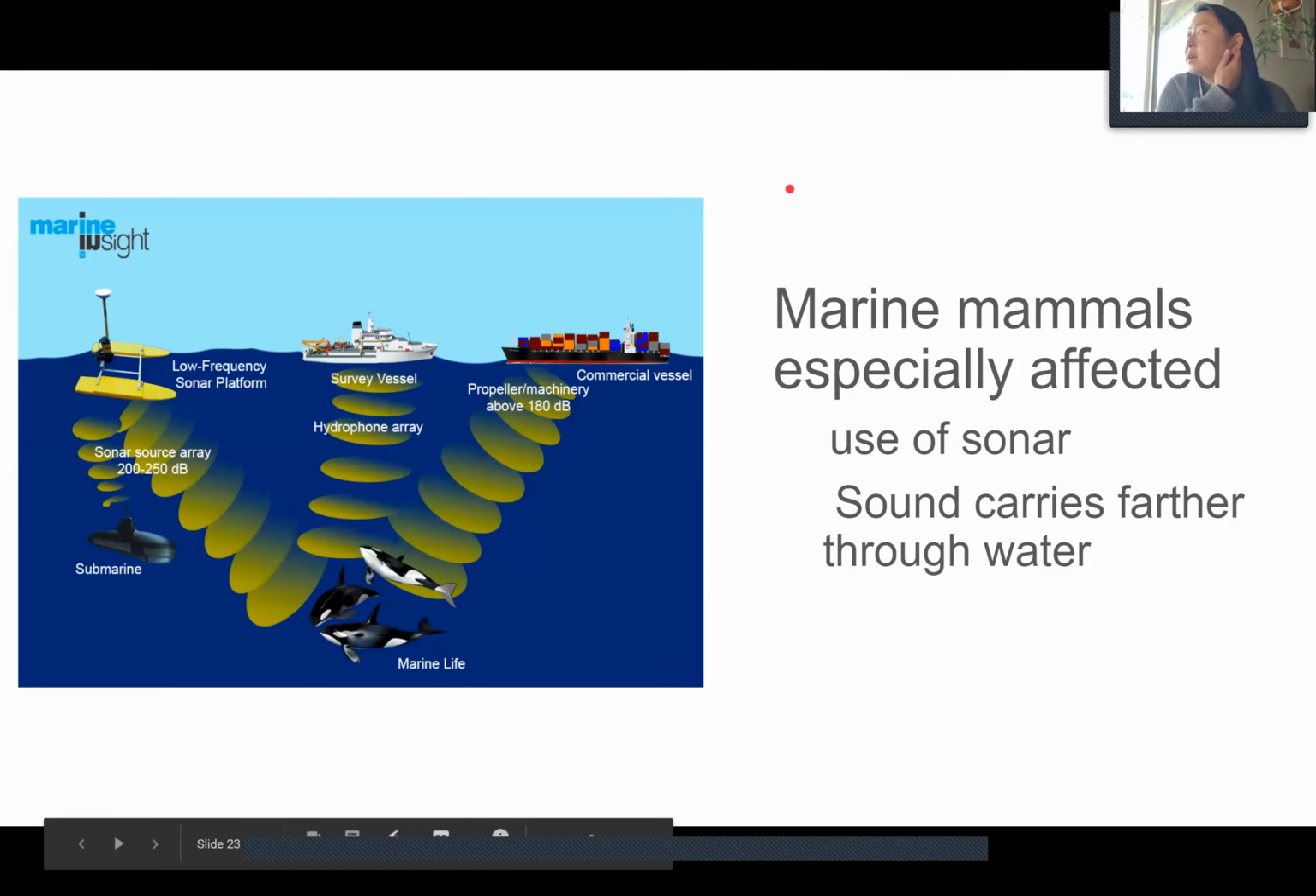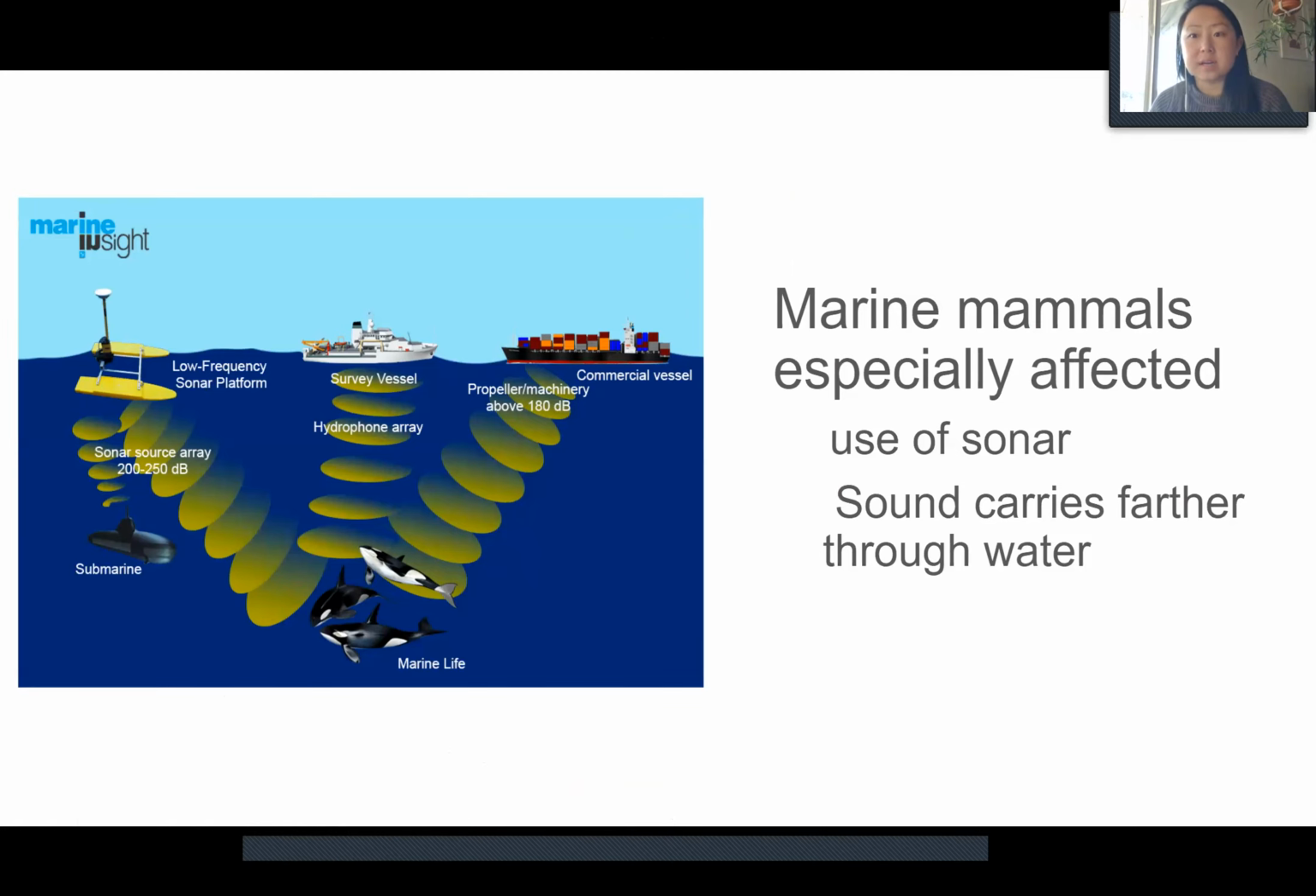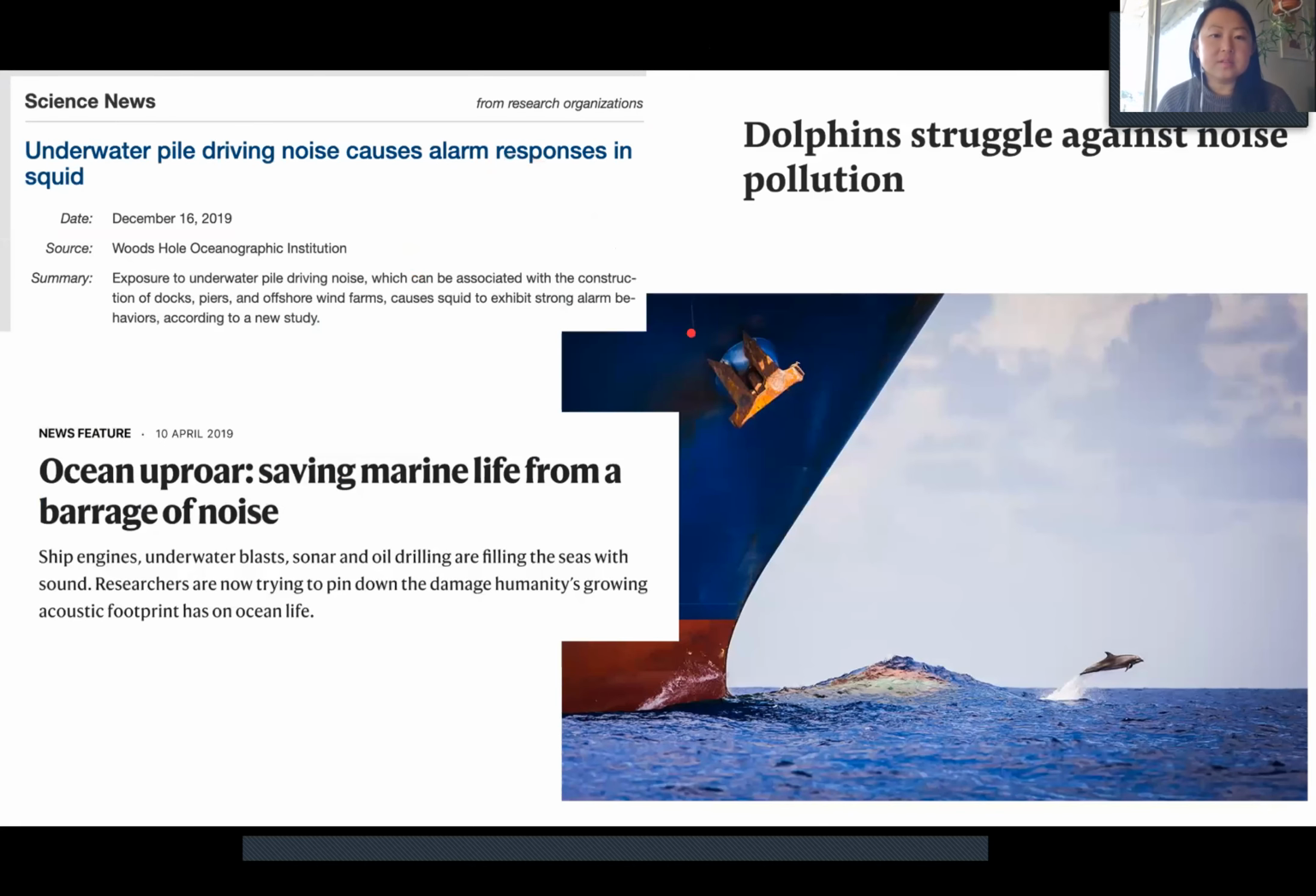I say marine life is especially affected because when we navigate through the ocean, we often use sonar. Commercial shipping vessels and survey vessels all use sonar, where you send waves into the water, and the way the waves bounce back tells us what is in the water. Those waves obviously interfere with marine life communication and migration. These are a couple of news articles that I picked out. In 2019, underwater pile driving noise causes alarm response in squid. Dolphins struggle with noise pollution. Ocean uproar: saving marine life from the barrage of noise. This definitely makes headlines, and it's an issue that exists widely, I should say.